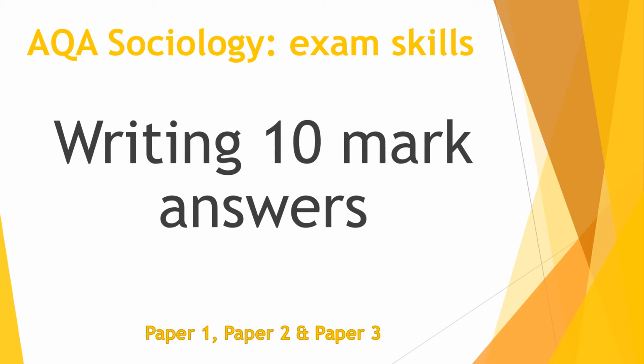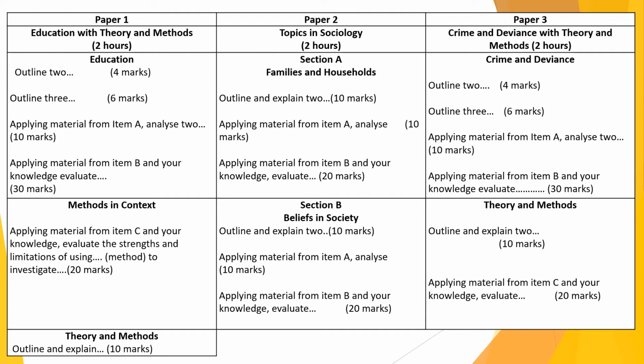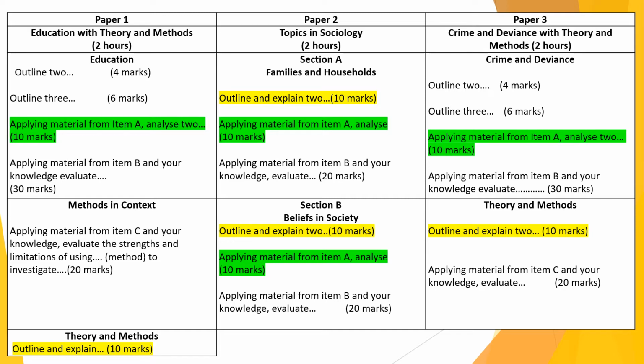Welcome. What I'm going to be doing today is just outlining 10 mark answers for the AQA Sociology exams, particularly the 10 markers that will appear on paper 1, 2 and 3. As I mentioned, 10 markers appear across all papers. As you can see here, these will be the 10 markers you appear. Now in yellow I've identified the outline and explain 10 marker, and in green I've highlighted the analysis 10 markers.